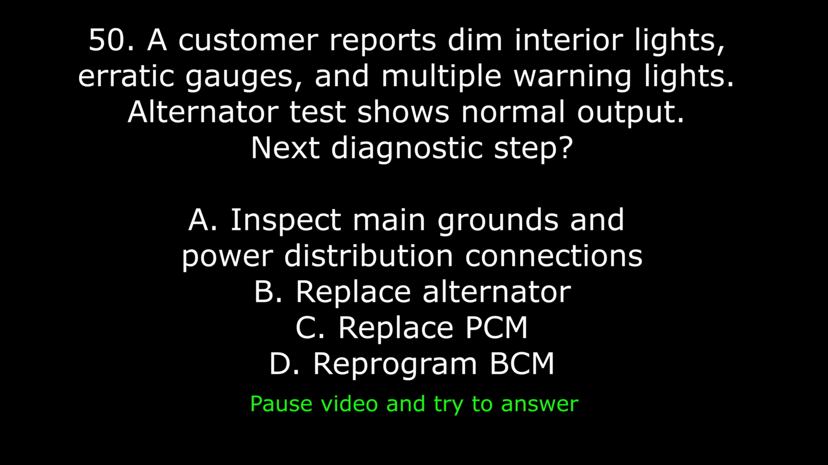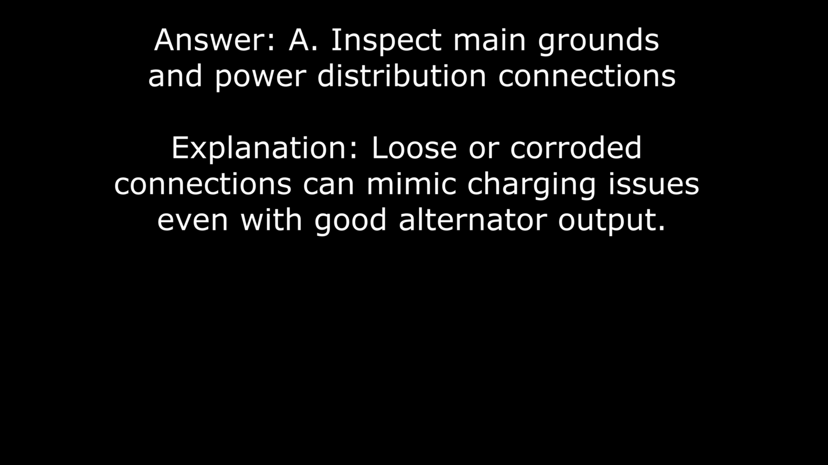50. A customer reports dim interior lights, erratic gauges, and multiple warning lights. Alternator test shows normal output. Next diagnostic step: A. Inspect main grounds and power distribution connections. B. Replace alternator. C. Replace PCM. D. Reprogram BCM. Answer: A. Inspect main grounds and power distribution connections. Explanation: loose or corroded connections can mimic charging issues even with good alternator output.